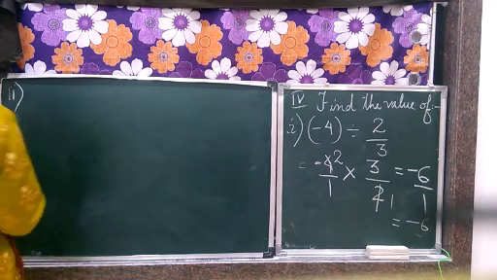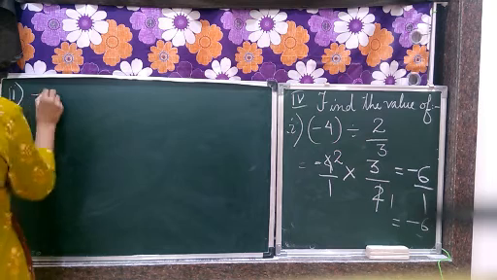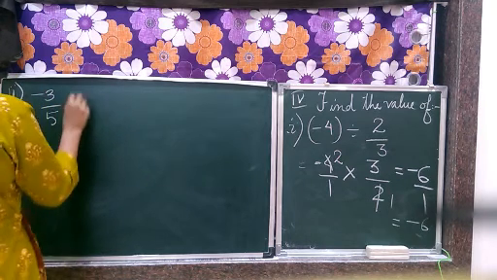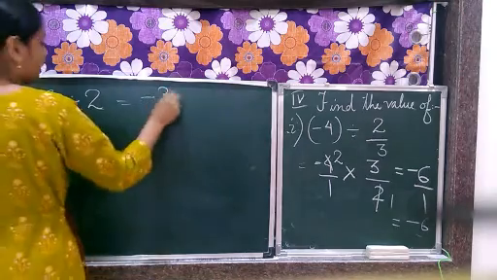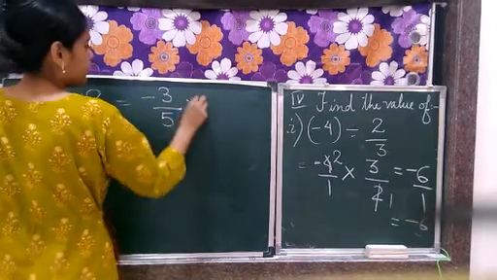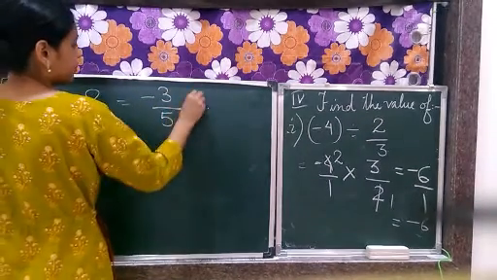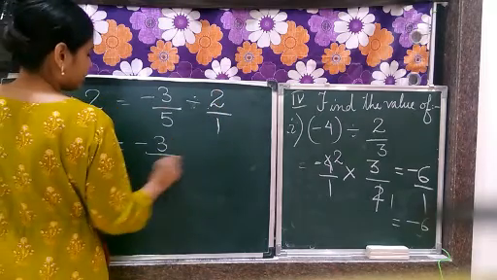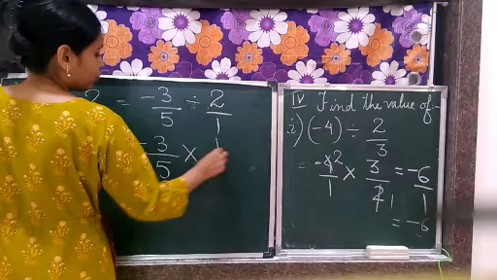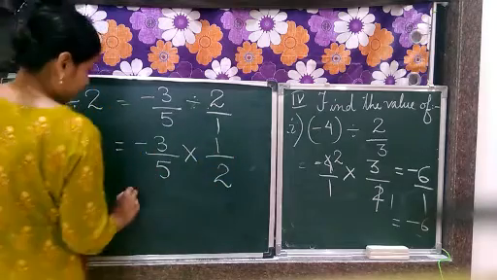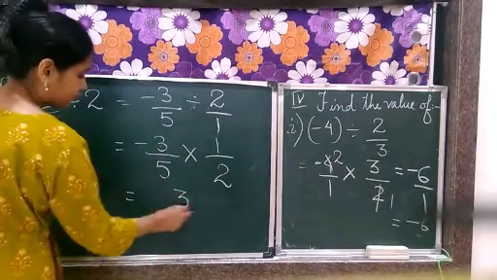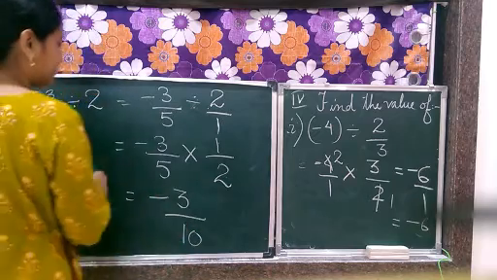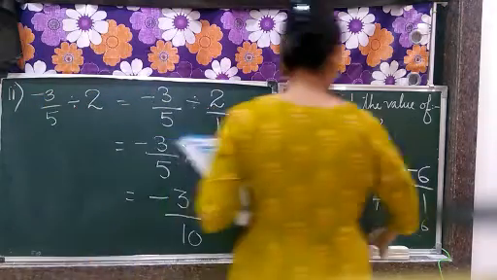Now, the second one. Minus 3 by 5 divided by 2. So, minus 3 by 5 divided by 2 is alone. So, we write 2 by 1. Now, it will change into multiplication sign and 2 by 1 will become 1 by 2. So, 3 ones are 3, 5 twos are 10 and minus sign. So this completes the second one.